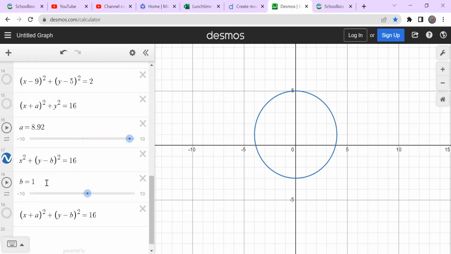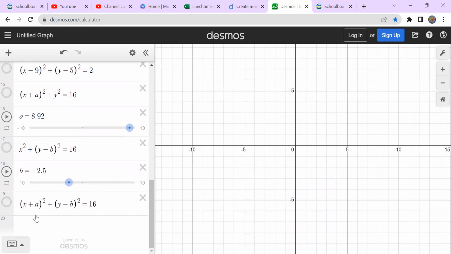Just get rid of that one. So if I want to move up and down, this is going to change. Let's put in a B of 1. So I've got a center of 1. If I press play here, this slider is going to keep changing. So it's moving up and down. We can see that.